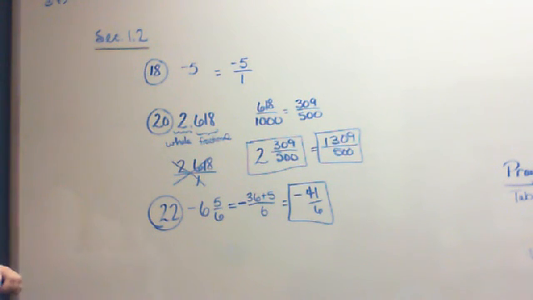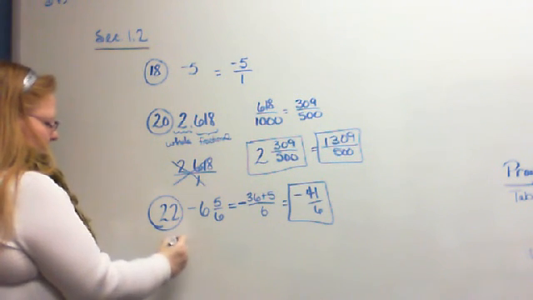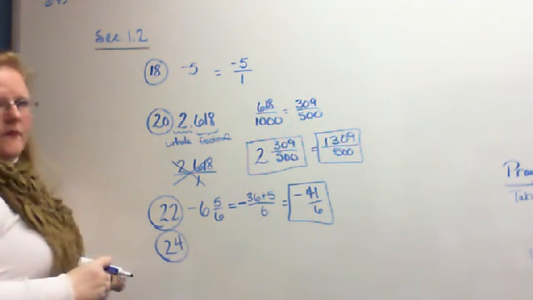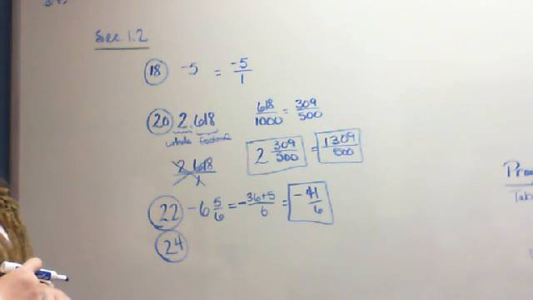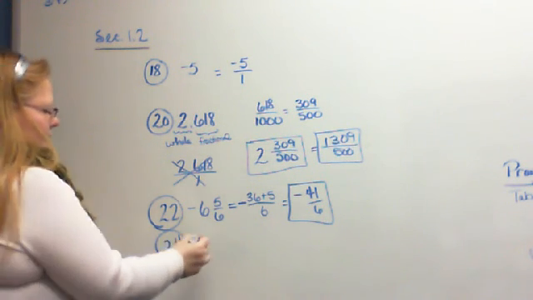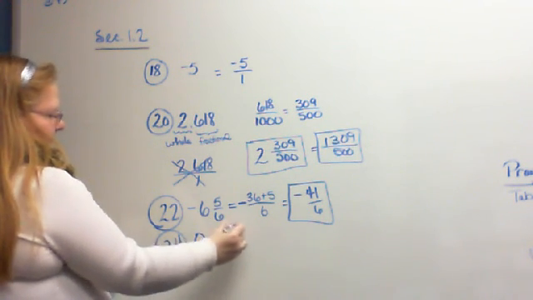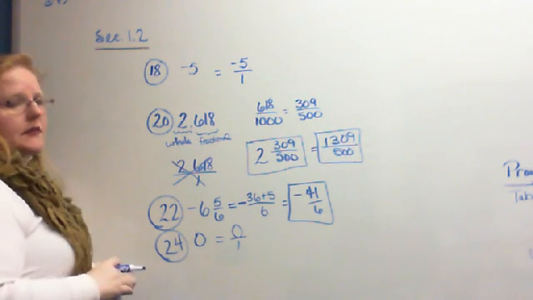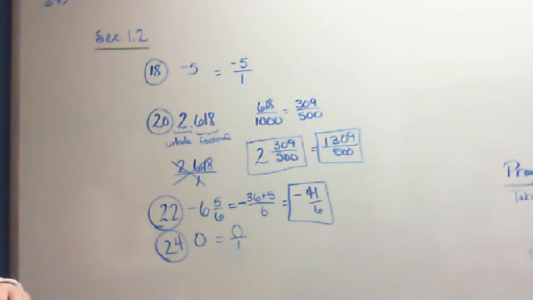For number 24, I think I can squeeze it down here. They want us to write 0 as a fraction. 0 over 1, that's your fraction. That's as much of a fraction as you get for it.